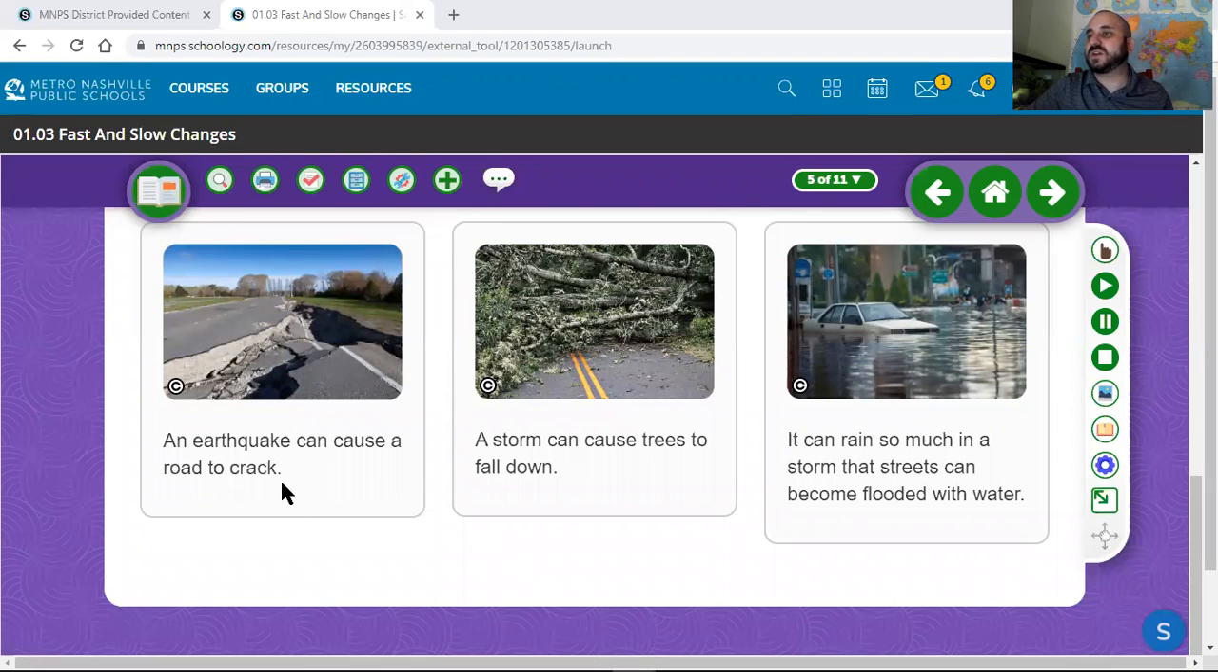Let's look at some more pictures of these big changes. So an earthquake, for example, can cause a road to crack. A storm can cause trees to fall down, and it can rain so much that a street can become flooded with water.